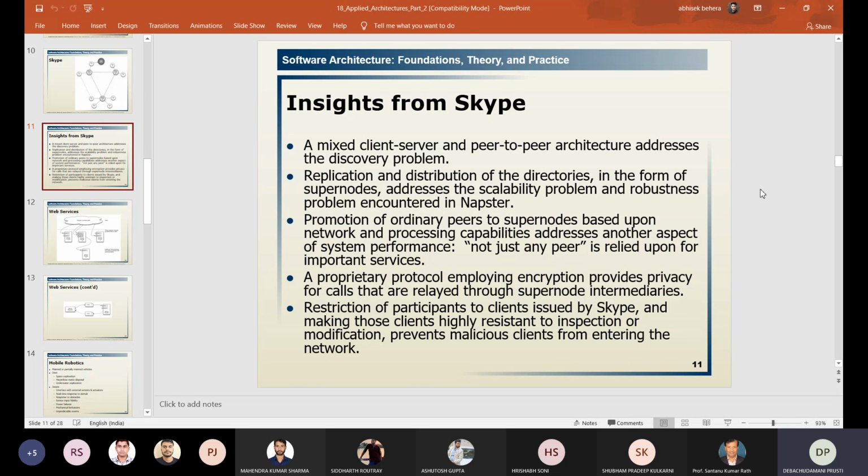The restriction of participants to clients that are issued by the Skype organizer, and making those clients highly resistant to inspection or modification, prevents malicious clients from entering the network.